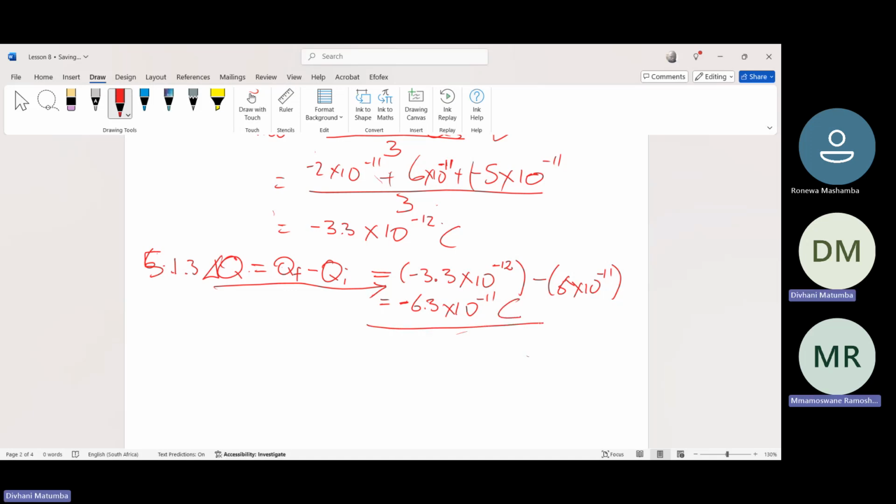Coulombs, yes. So this is the amount of charge that was brought into sphere B. The reason why it was brought is you can see that the sign is negative. So the change in Q happens to be negative. It means electrons were introduced to sphere B until sphere B changes from 6, which is positive, to minus 3.3. Do we agree?